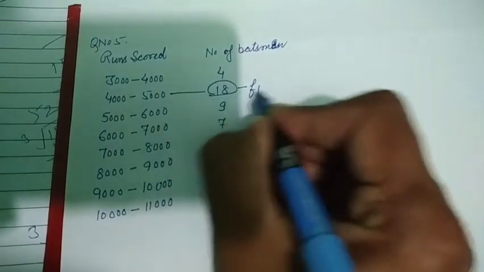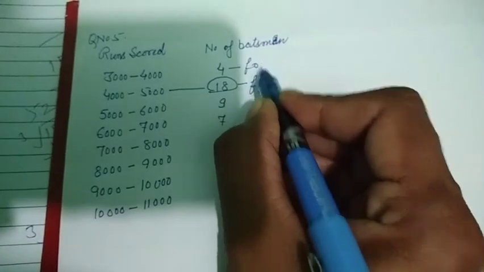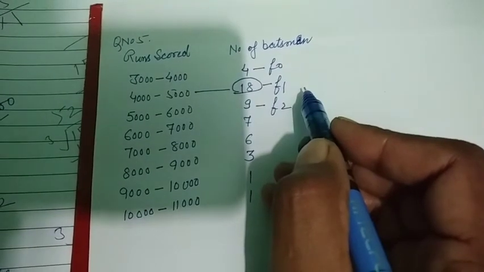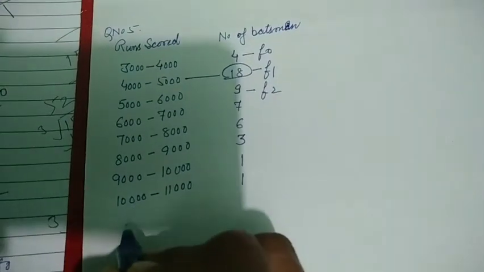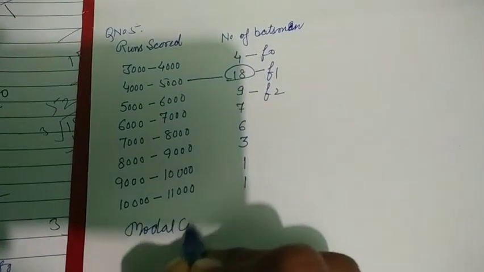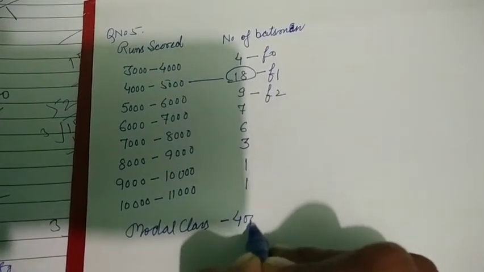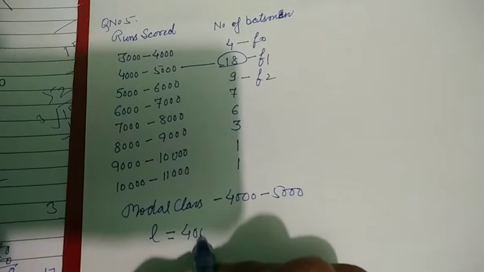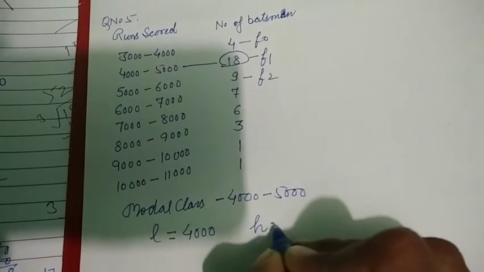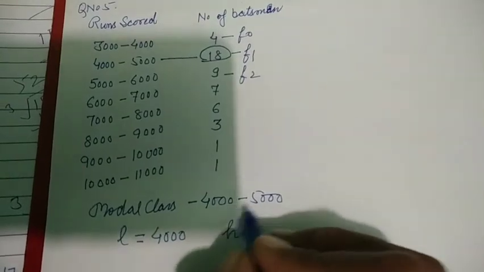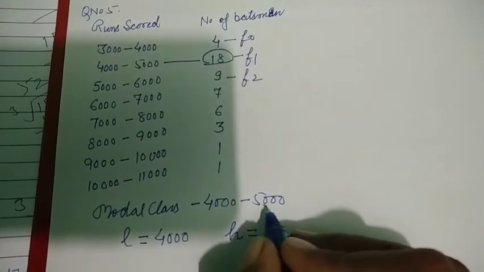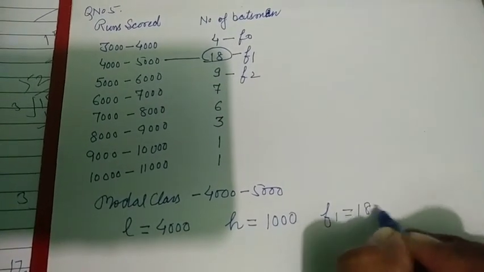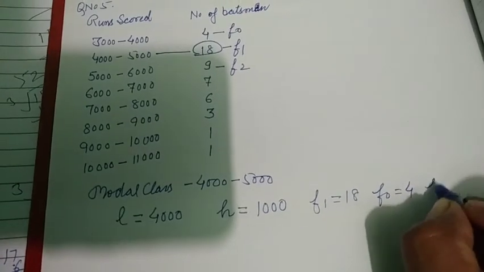So f1 will be this highest frequency, f0 will be the frequency previous to this frequency, and f2 will be what? The frequency after this highest frequency, right? So the modal class is 4000 to 5000, and the lower limit of this modal class is L, which is equal to 4000. And second, find the width, so the difference between these two, 5000 minus 4000, that will be 1000. Again f1 is equal to 18, f0 is equal to 4, and f2 is equal to 9.